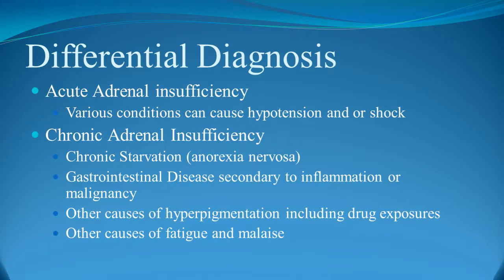Differential diagnosis: acute adrenal insufficiency. Various conditions can cause hypotension or shock. Chronic adrenal insufficiency: chronic starvation, gastrointestinal disease secondary to inflammation or malignancy, other causes of hyperpigmentation, including the drug exposures, and other causes of fatigue and malaise.